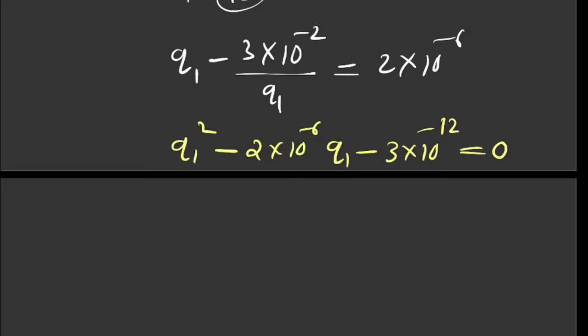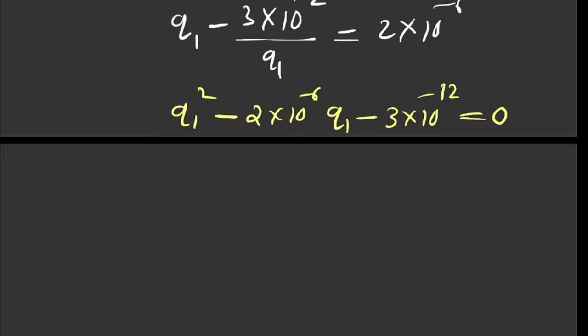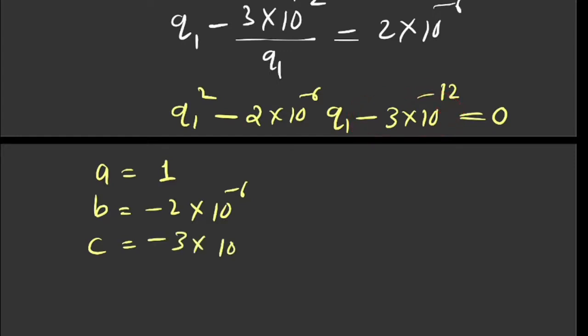Now we have a quadratic equation like ax square minus bx minus c is equal to 0. Now it is in this form. Tell me, what is the value of a here? The value of a is 1. Now what is the value of b? The value of b becomes minus 2 into 10 to the power minus 6. And what is the value of c? It is minus 3 into 10 to the power minus 12.